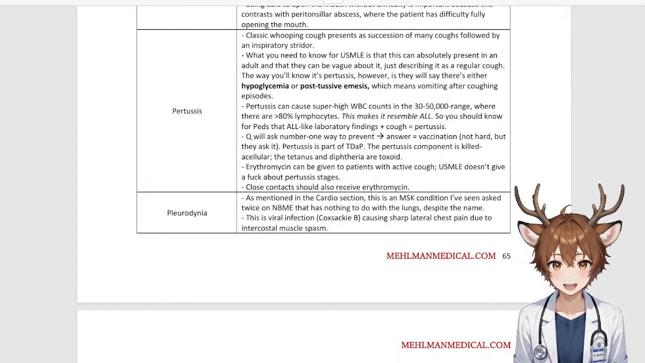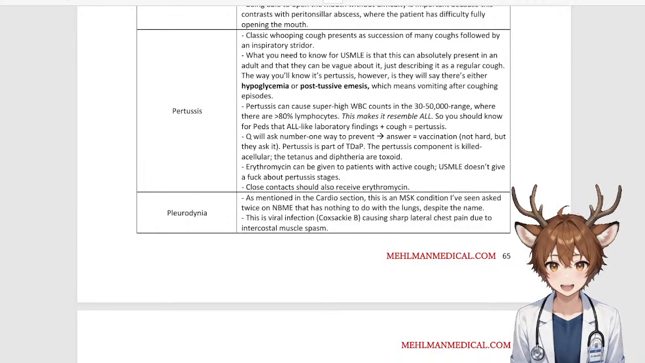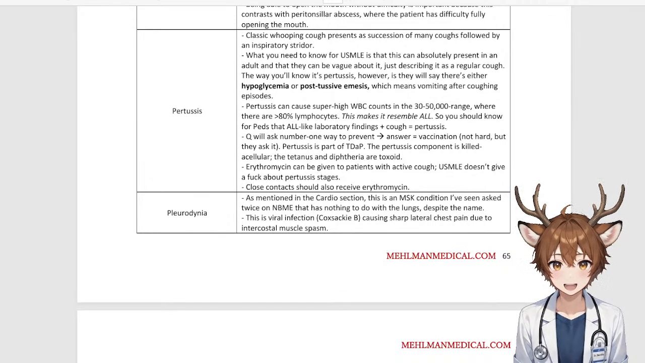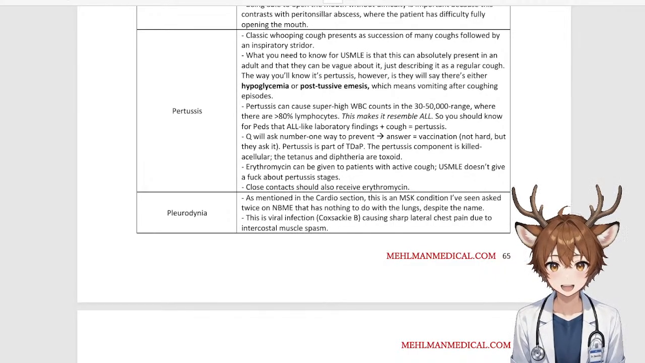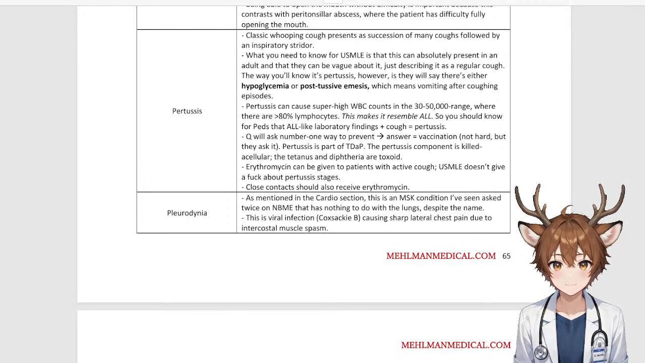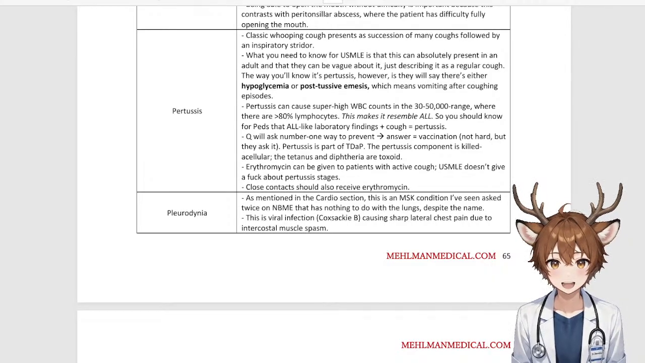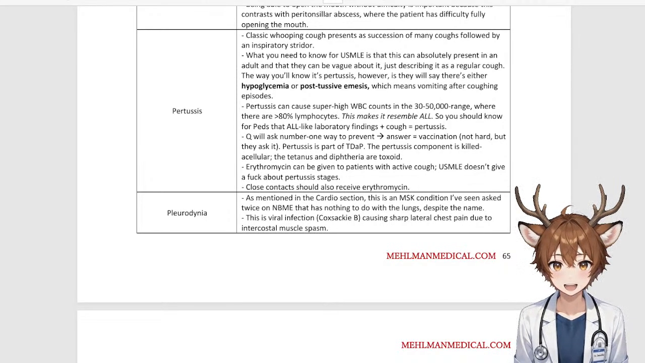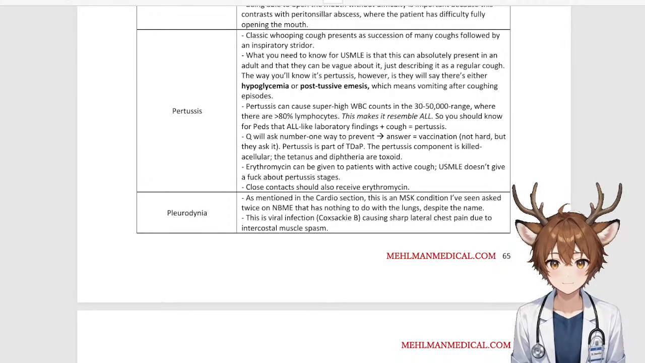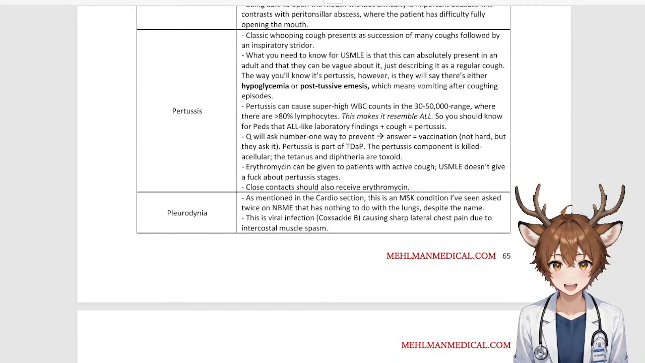Pertussis can cause a super high white blood cell count in the 30 to 50,000 range, where there are more than 80% lymphocytes. This makes it resemble ALL, which is acute lymphocytic leukemia. So, you should know for peds that ALL-like laboratory findings plus cough is pertussis. Question will ask number one way to prevent. The answer would be vaccination, not hard, but they ask it.